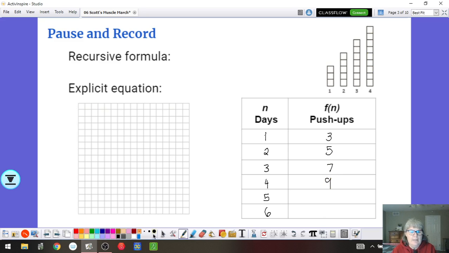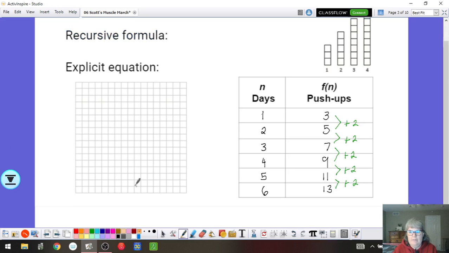So let's look at our first difference here. Remember, the first difference is just finding how are we increasing from one number to the next. So from 3 to 5, that's adding 2. From 5 to 7, that's adding 2. From 7 to 9, that's adding 2. So if I want to continue the pattern, I see that we just keep increasing by 2. So 9 plus 2 is 11. 11 plus 2 is 13.